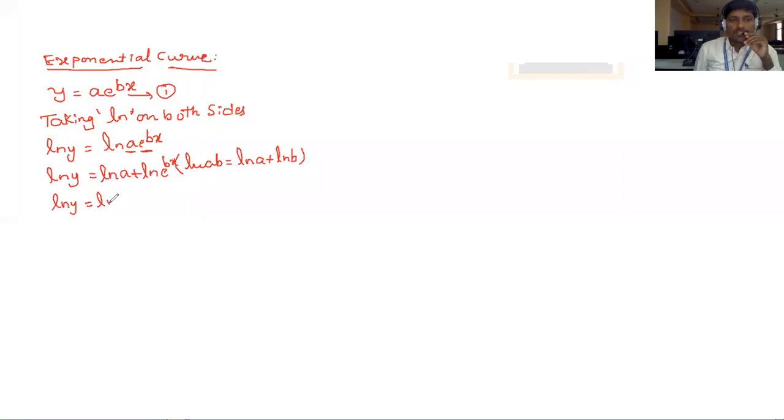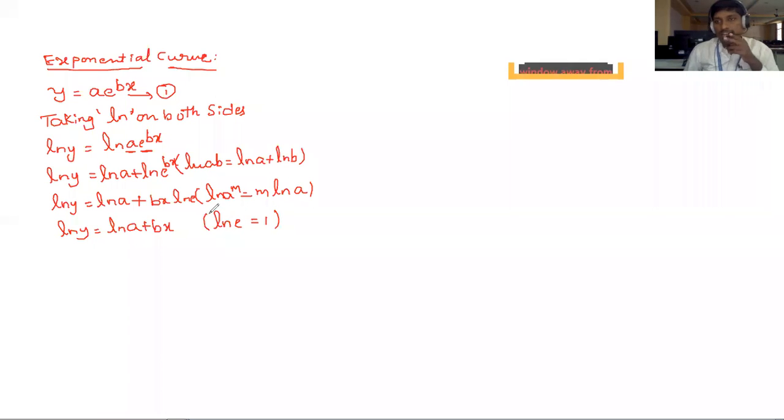Then ln y is equal to ln a as it is, no need to change this, and again here we are applying the formula ln a power m is equal to m ln a. Log a power m is equal to m log a. So that is nothing but bx ln e. So ln y is equal to ln a plus bx, since ln e is always equal to 1. Why? Because that is coming under base e. So for that, ln e is equal to 1.